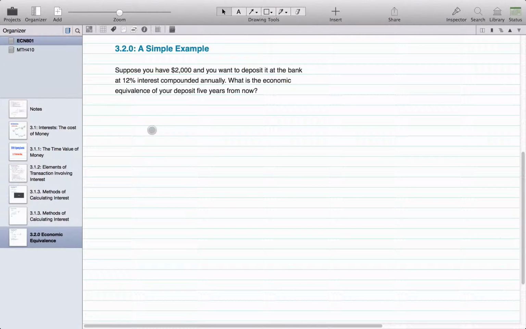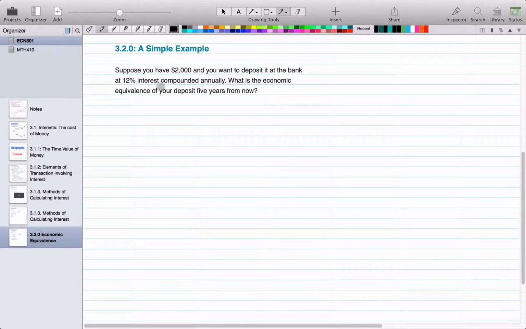Now that we have a sense of what economic equivalence is, let's drill the concept by doing a simple example. Suppose you have $2,000 and you want to deposit it at the bank at 12% interest, compounded annually. What is the economic equivalence of your deposit 5 years from now? It's at 12% interest per year, because it says compounded annually, and your initial amount or your principal value is $2,000, or your present value.